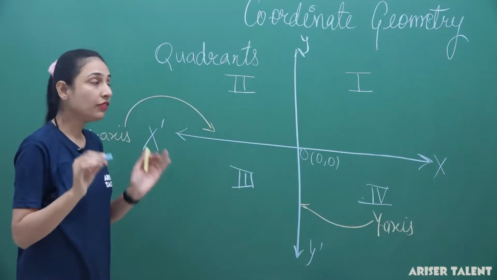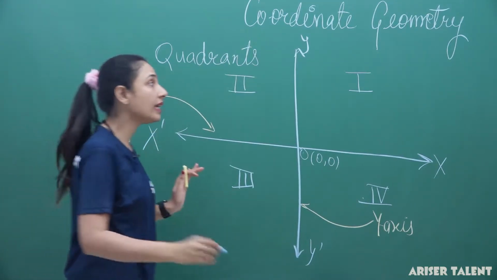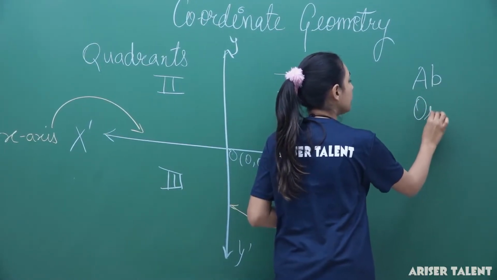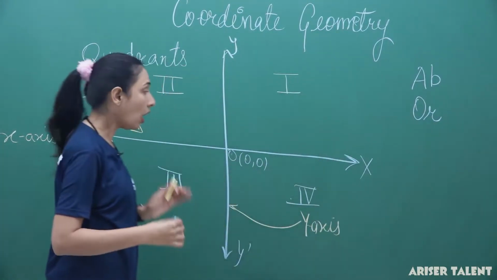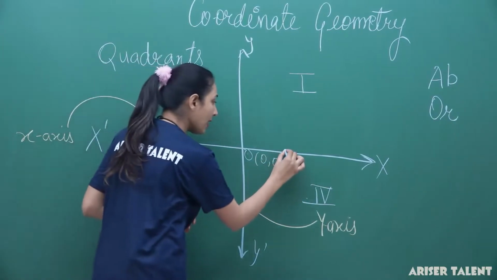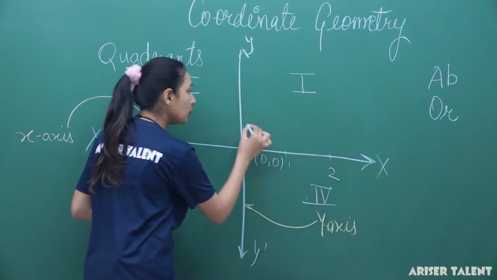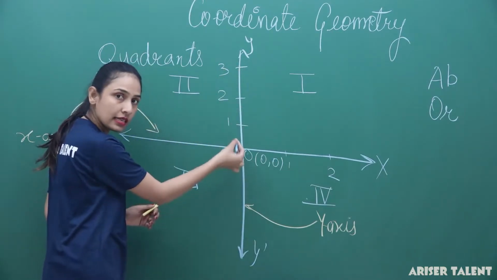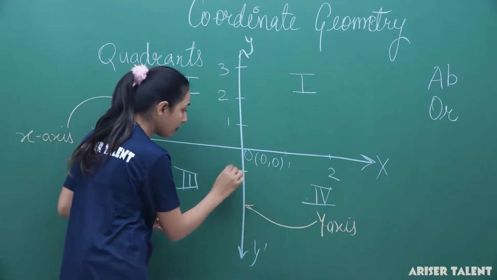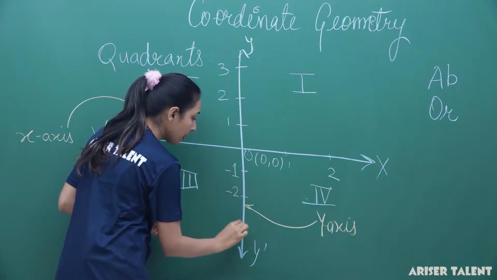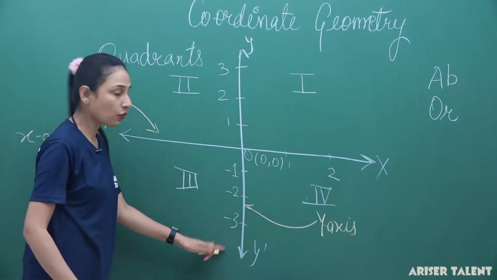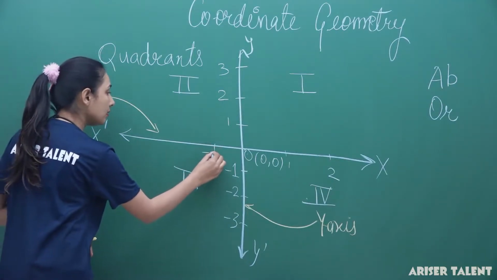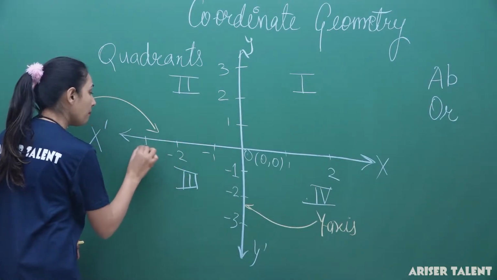Okay. Then we also talked about the abscissa and ordinate. So, how will they be defined? If I am having this point 1 and this point 2, and these points 1, 2, 3. Similarly, in this direction we were having minus 1, minus 2, minus 3. This was our negative part of the axis, and this is also minus 1, minus 2, minus 3.